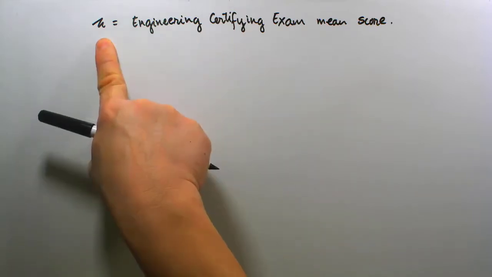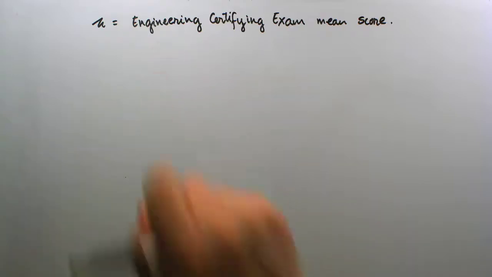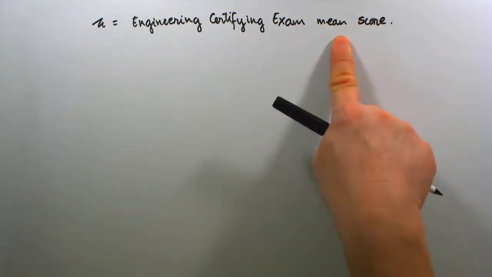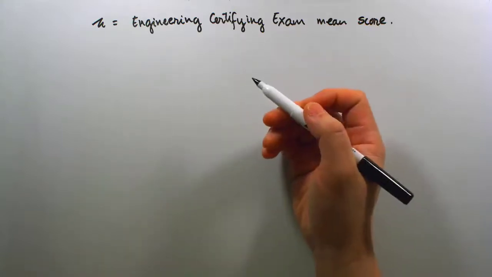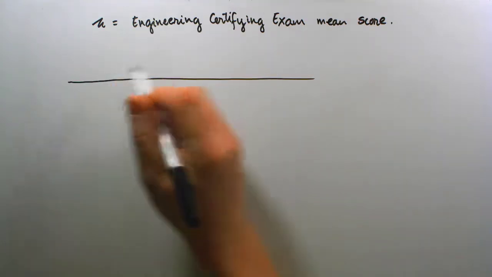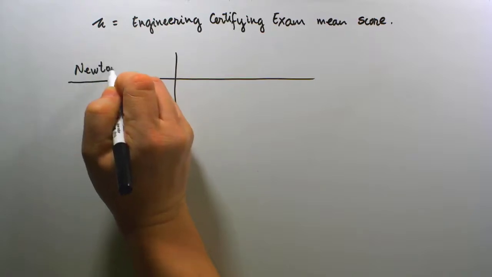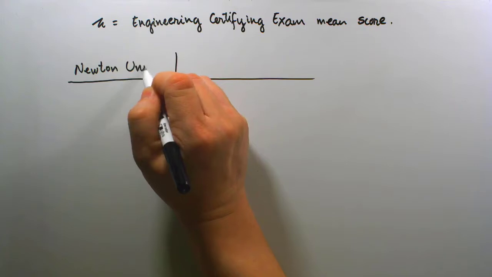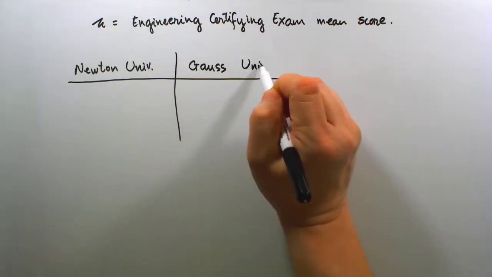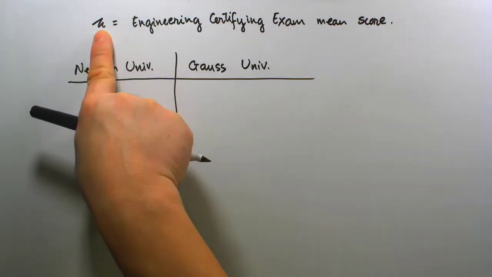In other words, this mean score deserves its place as a population mean because there are a lot of students in the engineering field. And so now, when we are particularly studying and comparing this mean score from the two schools, Newton University and Gauss University, we are in a situation where we are going to break it down into two separate populations. So Newton University is one of them, and Gauss University is the other. And so clearly there are two populations that we would like to compare the respective mean value for.